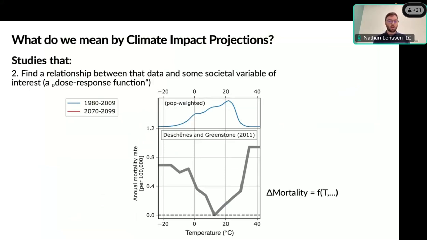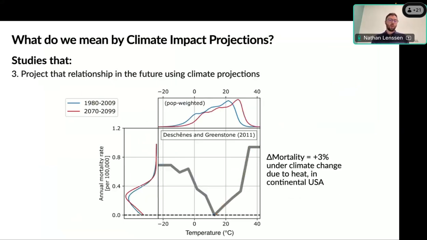And so this was a seminal study in 2011 that linked both warm temperatures to excess mortality, as well as cold temperatures to excess mortality. And what we're then able to do once we fit these gray, what are known as dose response or damage functions, is we're able to understand, okay, if our temperature distribution changes on the top, the shift in warming from blue to red climate by end of 21st century, how much does our mortality due to heat change, the shift of these distributions over here? And so what this results in, in this case, is a 3% increase in mortality over the continental United States due to heat-related death.